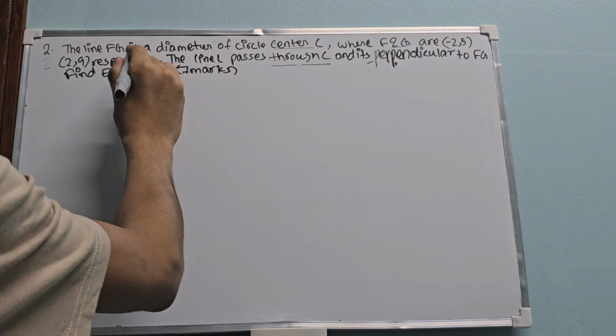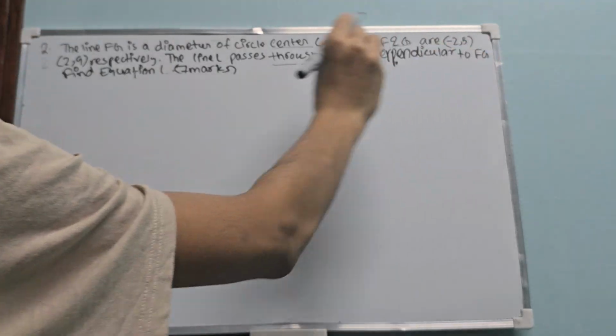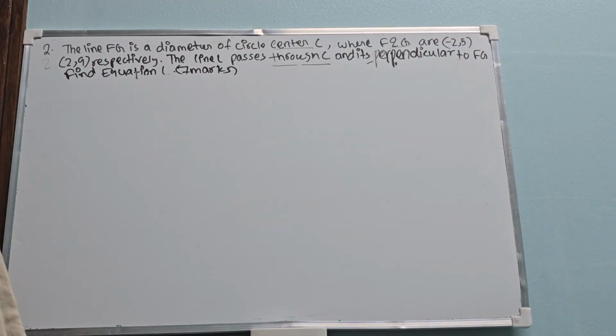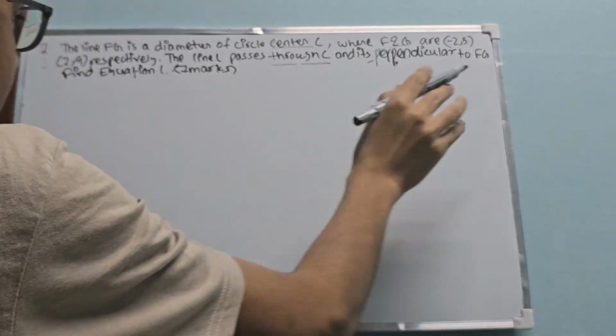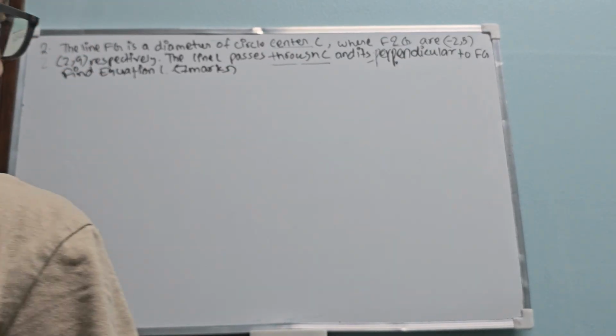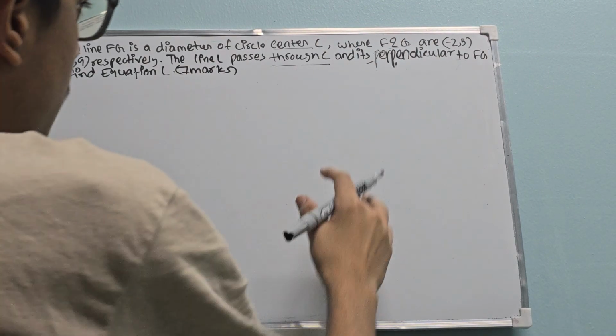Okay, the line FG is a diameter of circle C, center C, where F and G are (-2, 5) and (2, 9) respectively. The line L passes through C and is perpendicular to FG. Find the equation of L. In this type of question, it's better to draw a sketch of what is going on.